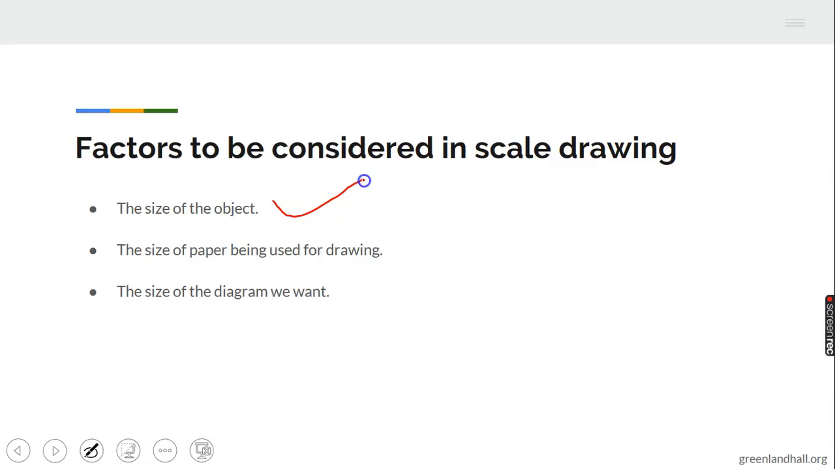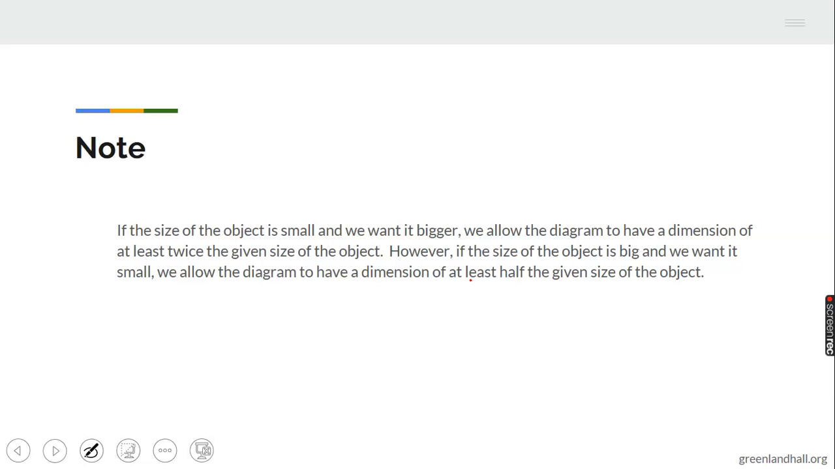Number one is the size of the object, the size of paper being used for the drawing, then the size of the diagram we want to draw. Note something: if the size of the object is small and we want it bigger, we allow the diagram to have a dimension of at least twice the given size of the object. That one is very, very straightforward.